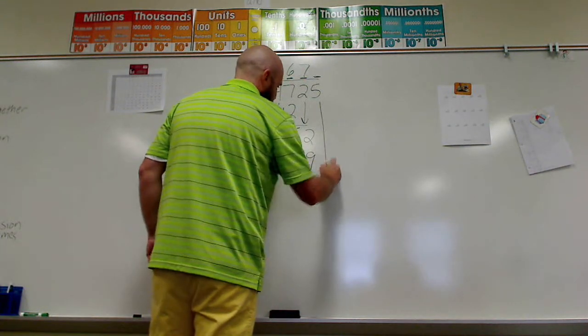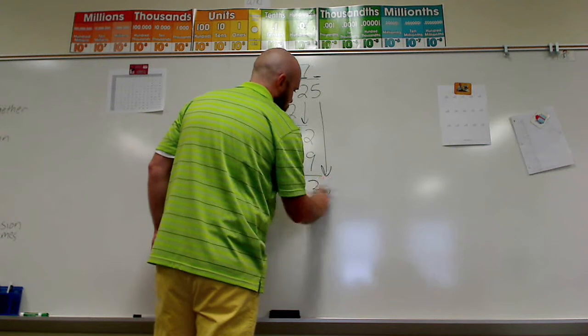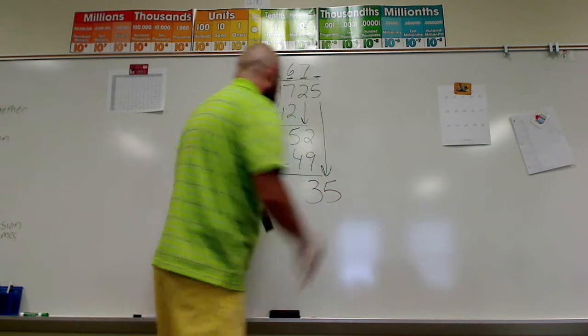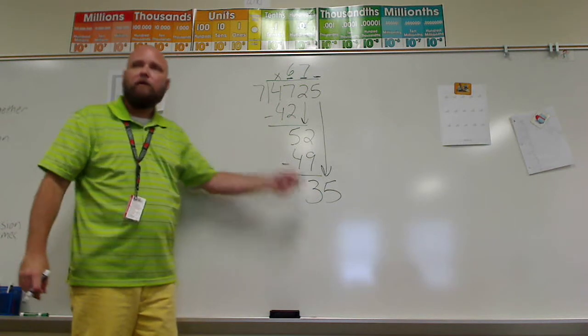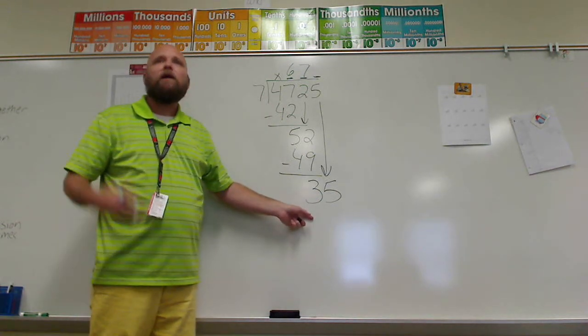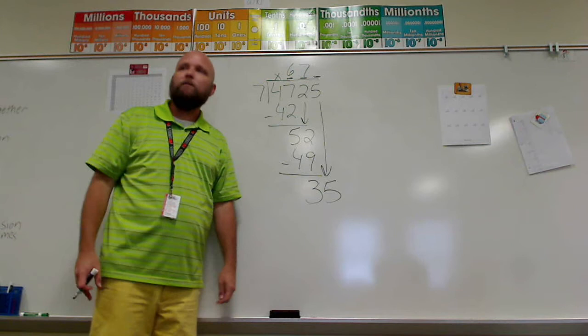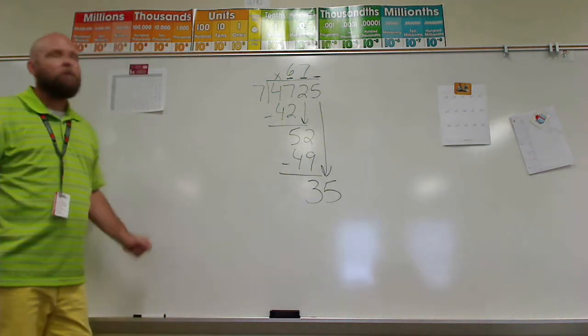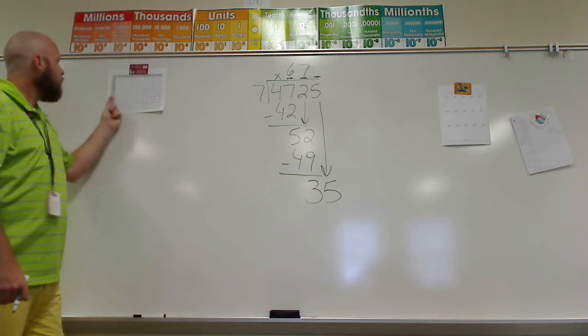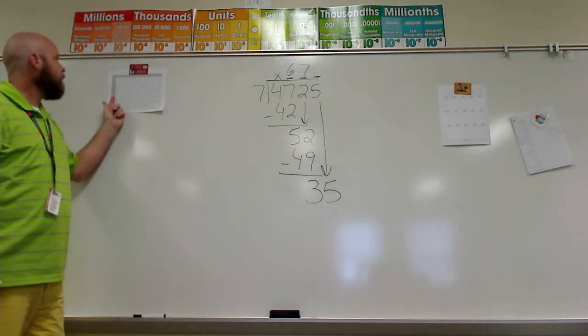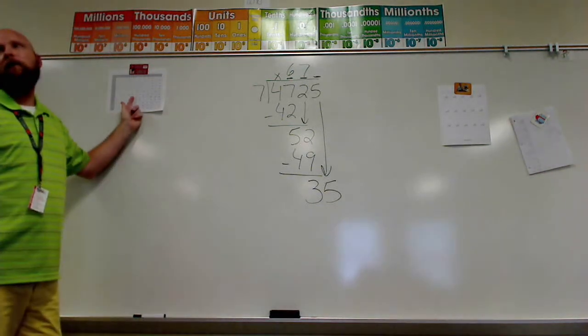I bring down my next number, and I get 35. Now I need to see if 7 goes into 35. I look at my multiplication chart. I start once again by looking at my divisor, and I start with that row. I see how many times 7 goes into 35 without going over.